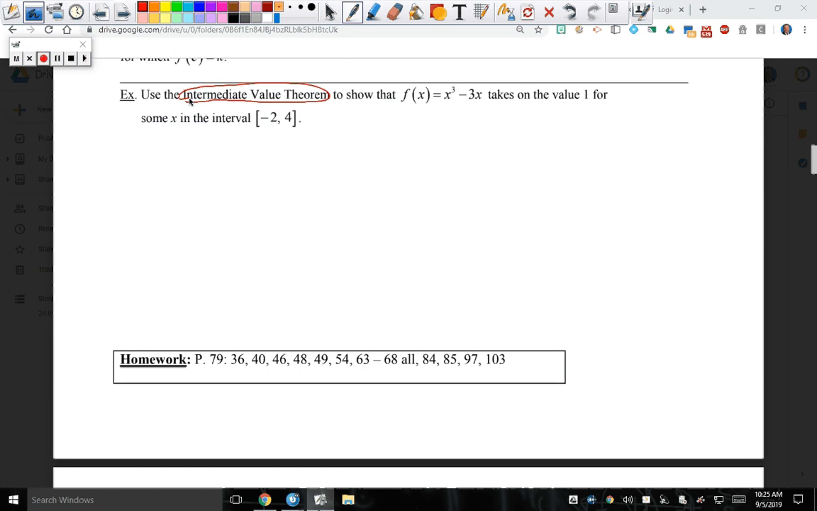Okay. So use the intermediate value theorem to show that this function takes on the value 1 for some x in the interval from -2 to 4. Guys, what kind of value is this? Y value? So you could say, let k equal 1.